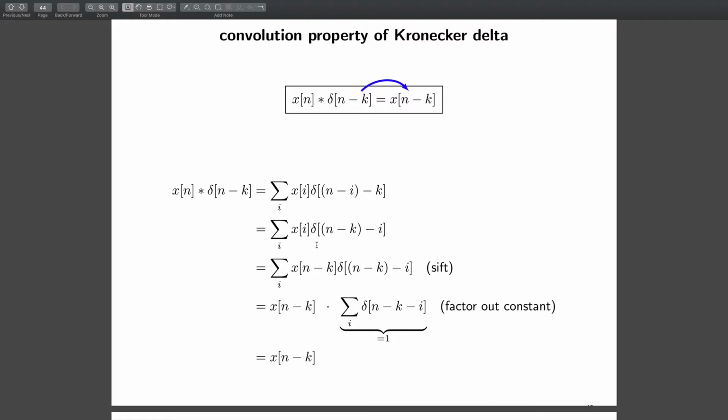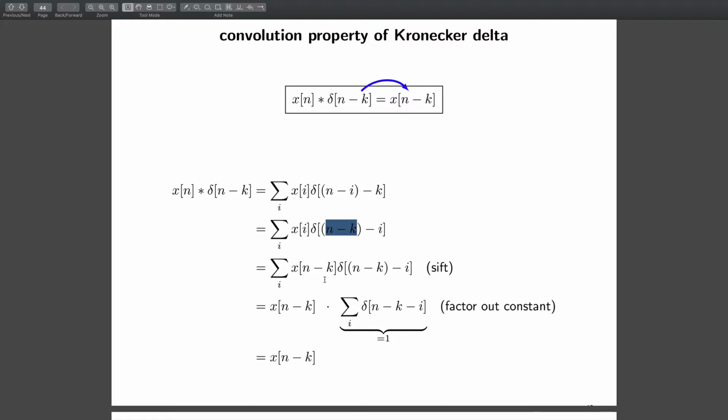Now we can apply the sifting property, which says that we can replace the independent variable in the signal x with the time at which the delta function turns on, which is n minus k. And so that's what's done between these two steps. I've replaced i with n minus k. That's called the sifting property.